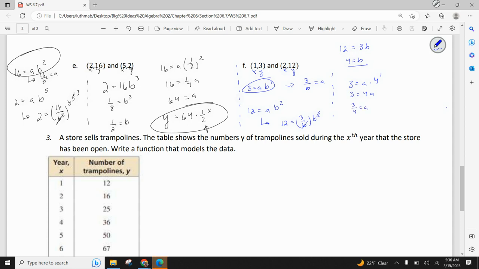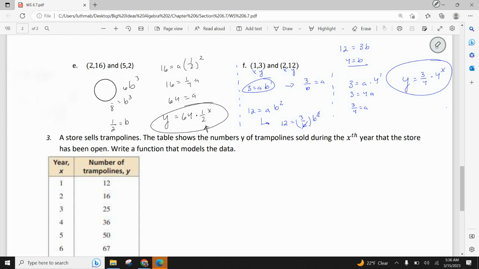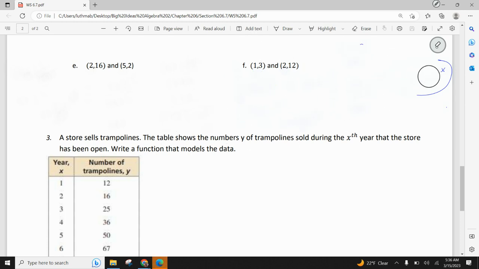Another decay function. So we'll have y equals 3/4 times 4 to the x. And I'll let you sub back in the points. So at this point, what I'd like you to do is pause before going on to 3 and 4 and go back up to the front page, and all of the tables that we labeled exponential, let's go back and write equations for them.